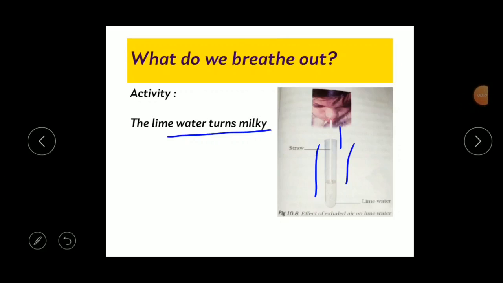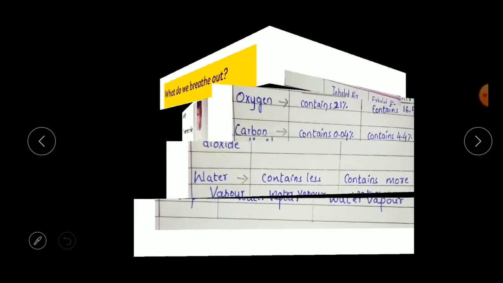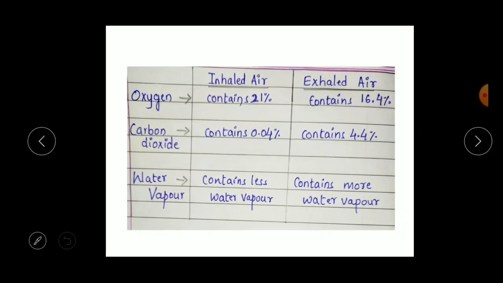Children, the air that we inhale or exhale is a mixture of gases. Not only do we inhale oxygen and exhale carbon dioxide; the air that we inhale or exhale is a mixture of gases. Here we have inhaled air and exhaled air. The air which we inhale contains 21% of oxygen, and the air which we exhale contains 16.4% of oxygen. So it contains some amount of oxygen also.